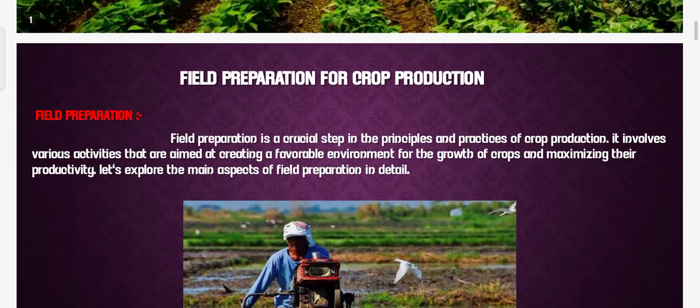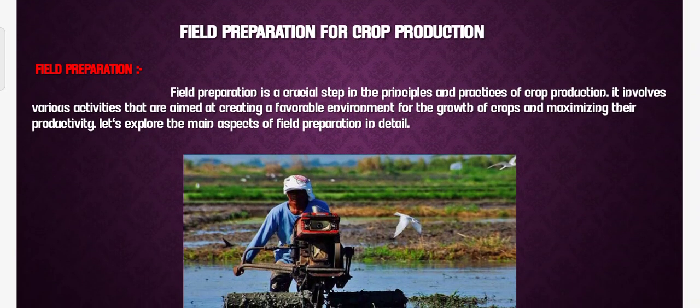Now I am going to talk about field preparation for crop production. What is field preparation? Field preparation refers to the initial set of activities and practices undertaken to ready the agricultural land before sowing or planting crops. Proper field preparation is fundamental to achieving higher crop yields and overall agricultural productivity.